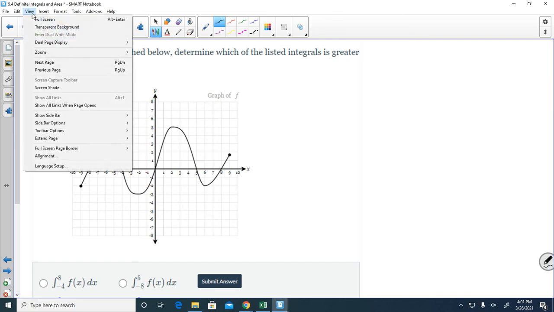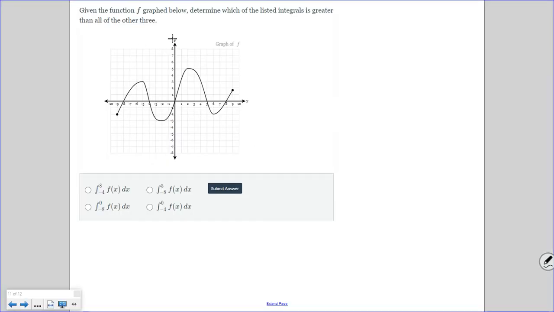Then you'll also have questions like this where they ask you to determine which of the integrals is greater than all three. And so you're going to have to figure out which one would have the bigger area. Now, I don't have numbers for my areas, but I can estimate. So the first one, integral from -4 to 8, would be from -4 to +8. Ooh, let's see, there's a little bit of negative area right here, but then there's a lot of positive area. So I'm thinking this is a positive number.